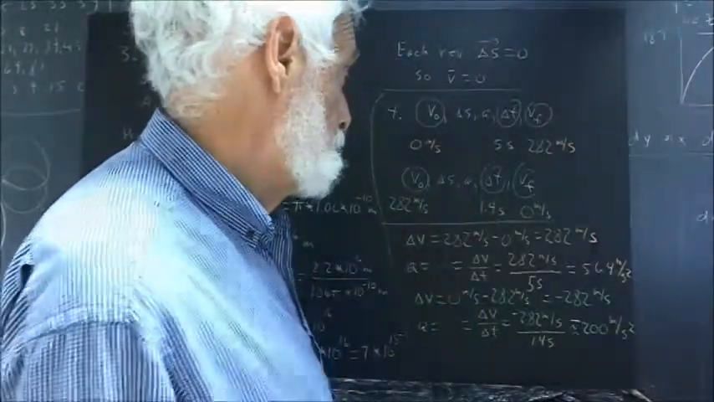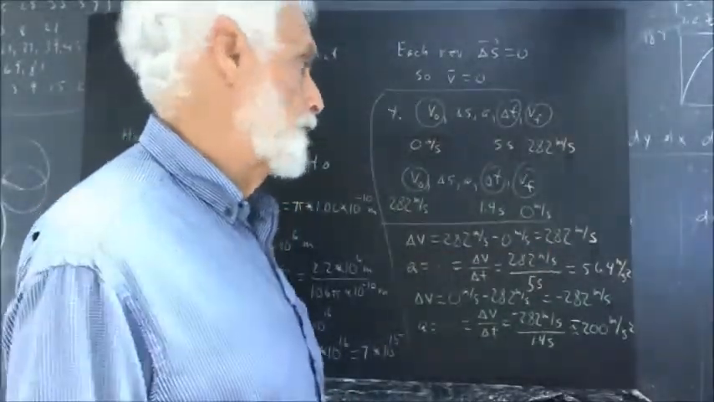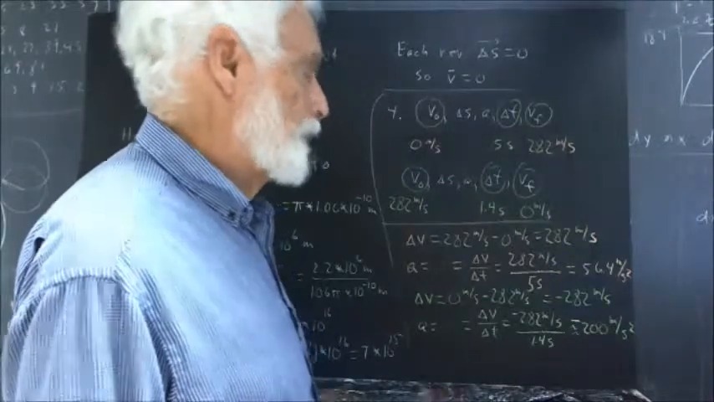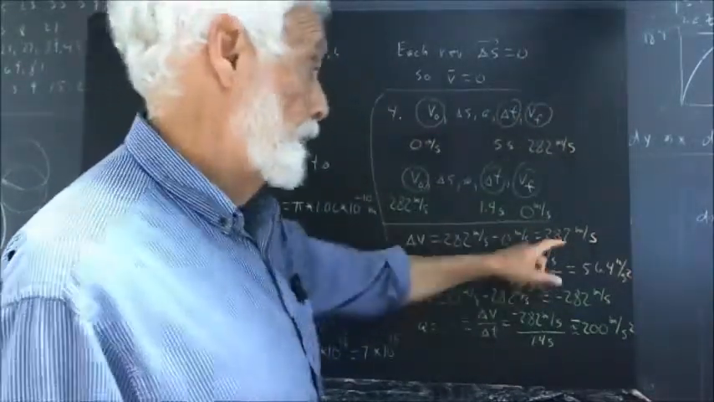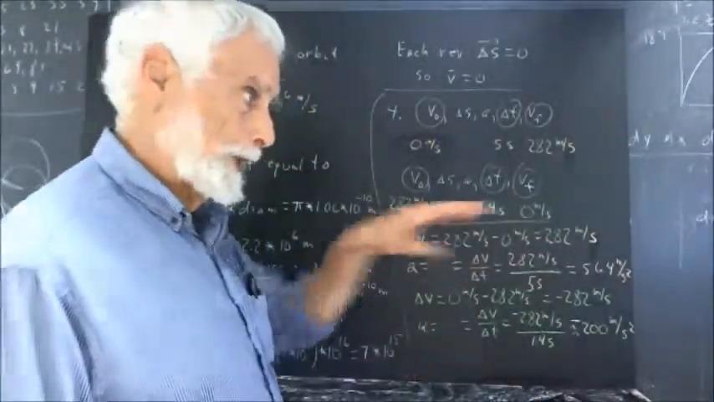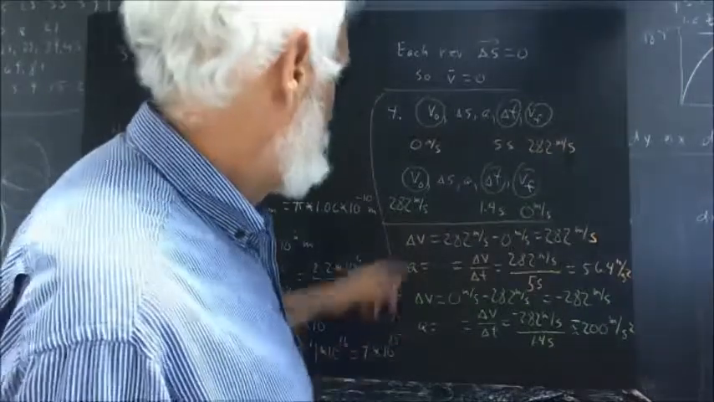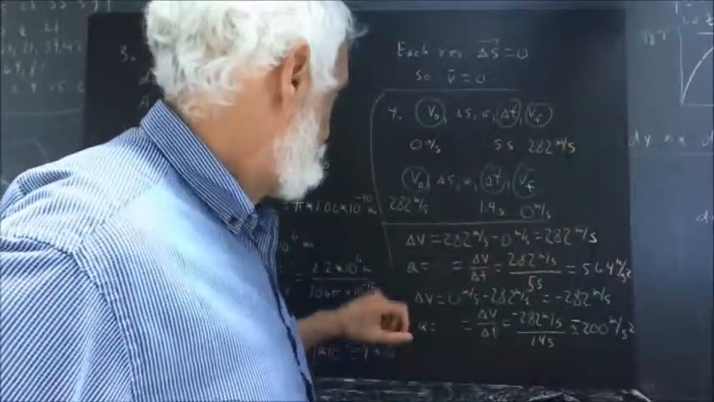I'll comment that 282 meters per second is probably faster than most of us have ever even flown. If you get a good tailwind from west to east, you might hit 282 meters per second in a commercial jet. And that's ground speed, that's not air speed. But that would be very fast for a commercial jet.